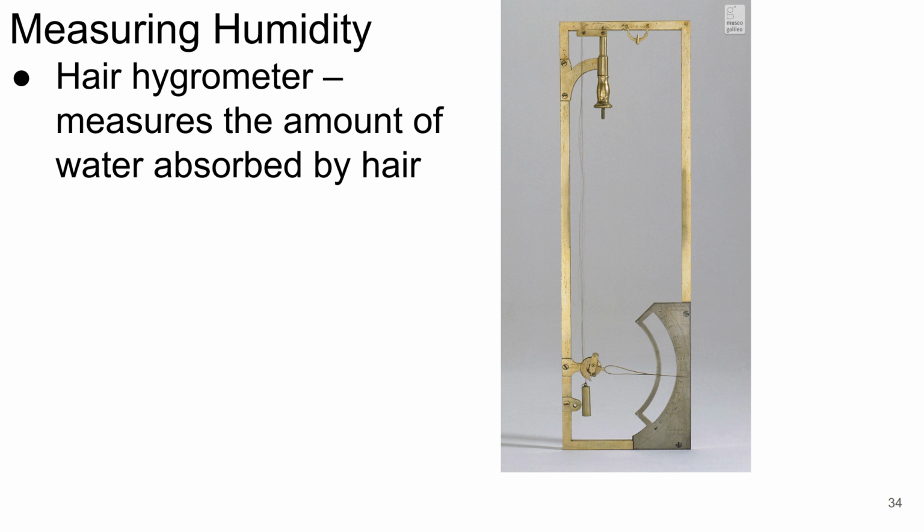The other instrument is called a hair hygrometer, and it actually uses strands of human hair. As the hair absorbs moisture, it contracts, which then pulls the needle up. When the hair gets dry, it stretches out, and so the needle drops down, which is, I think, a really weird way of measuring humidity.